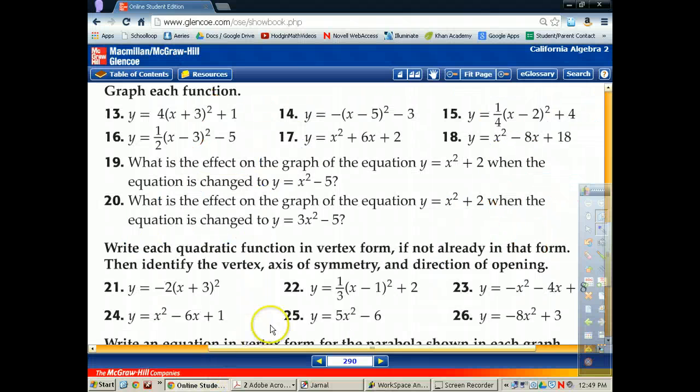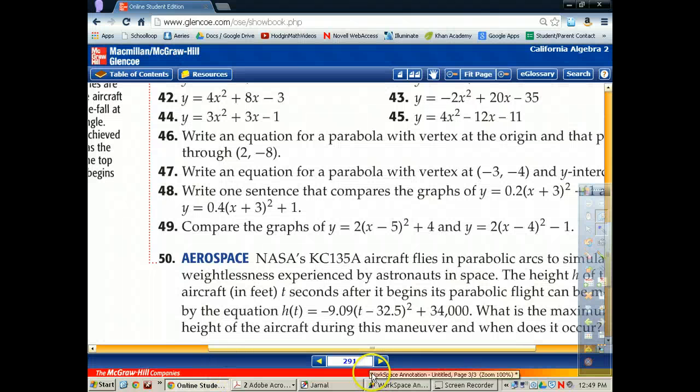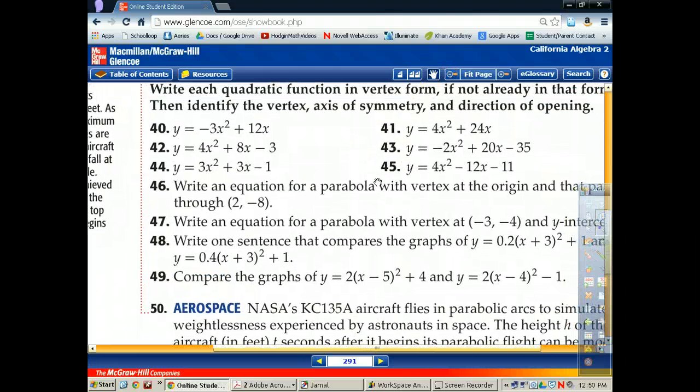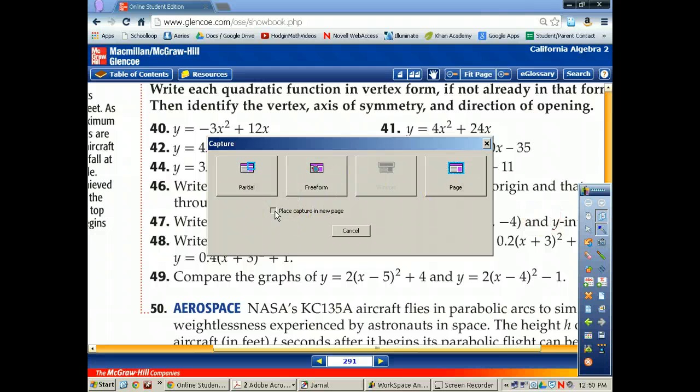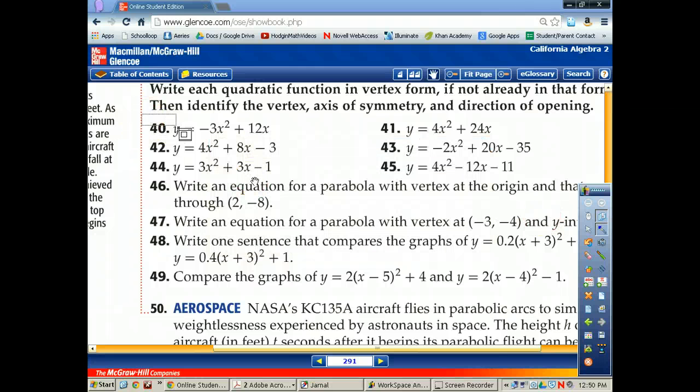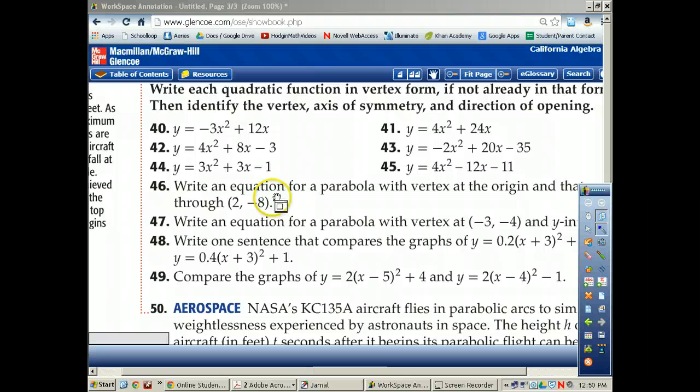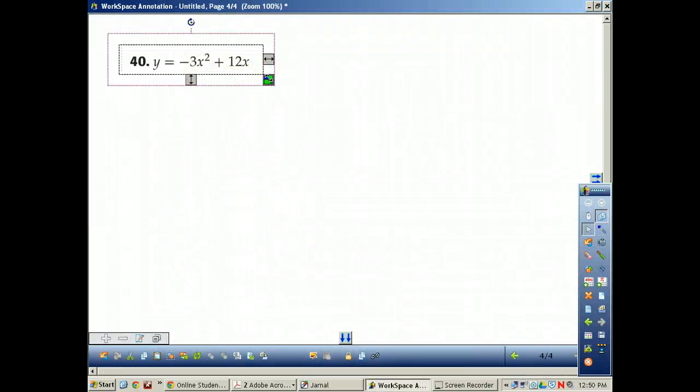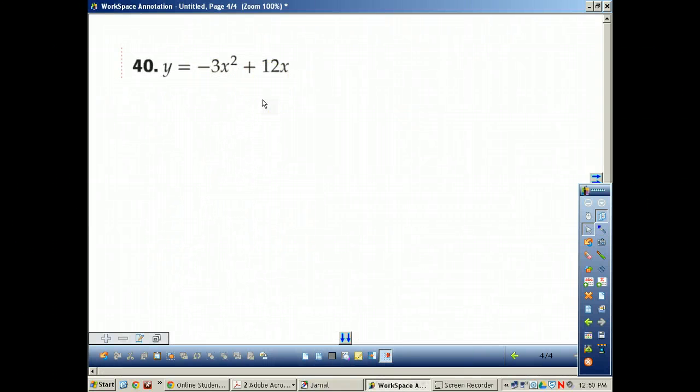I have all you guys do this together. Number 40. Go ahead and write this down. Continue on your homework. Just continue on your homework. Not new. Just continue on the homework. It's the same thing.